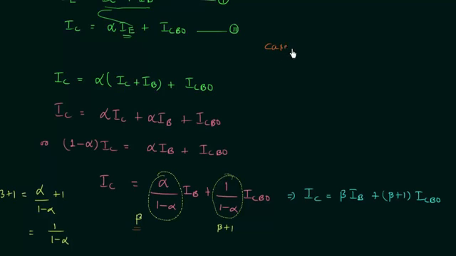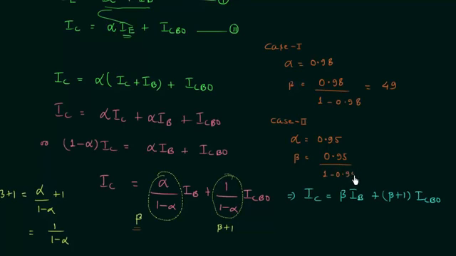Let's take the first case, number 1. In this case, alpha is equal to 0.98. So beta is equal to 0.98 divided by 1 minus 0.98. When you solve this, you will have beta equal to 49. In case 2, alpha is equal to 0.95. So beta is equal to 0.95 divided by 1 minus 0.95, and this is equal to 19.